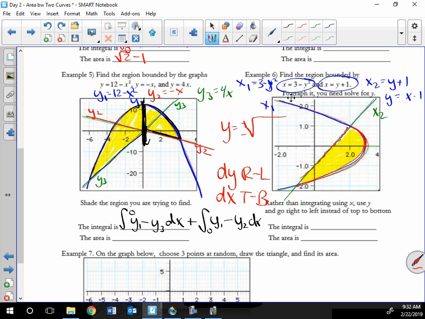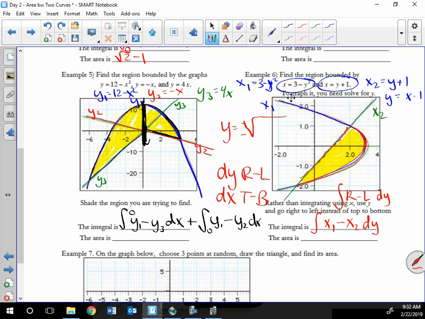Okay, so for this, if I were to do it with respect to y, everything needs to be in terms of y. So I would do my right function, because we're going to go right minus left when it's in terms of y. Again, when it's in terms of x, we do top minus bottom. Okay, so right minus left. My right function is x sub 1. My left function is x sub 2. I'm doing it with respect to y, and so because I'm doing it with respect to y, I need my bounds to be in terms of y as well.